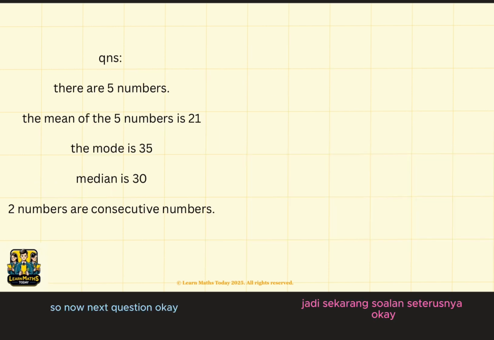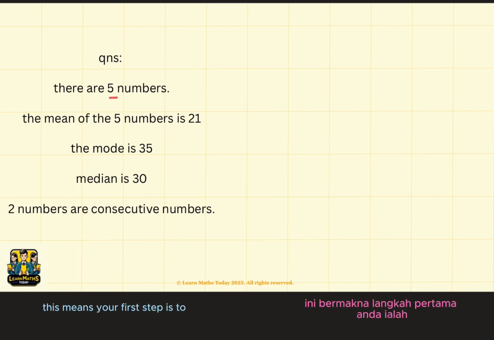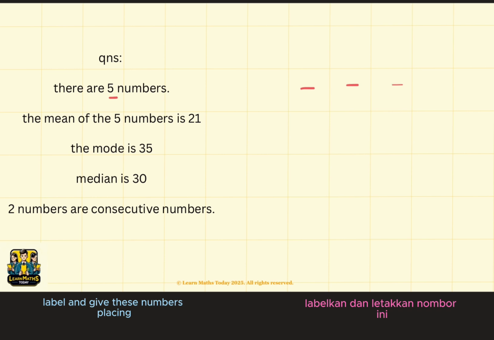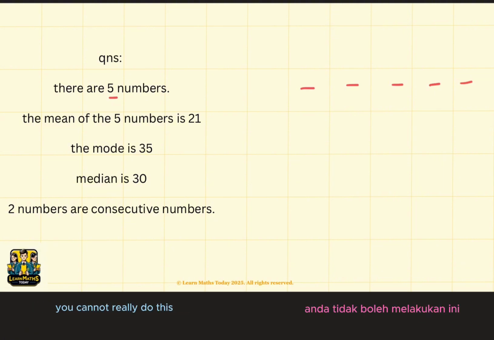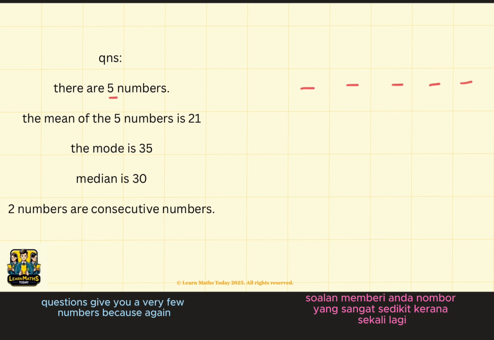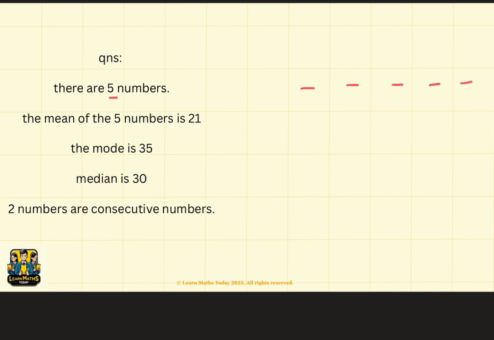So now next question. This is a mix of all mean, median, and mode. There are 5 numbers. So this means your first step is to label and give these numbers placing. So it's always easy to give this as a more visualized version. Of course, if there are many numbers, like 1,000 numbers, you cannot really do this. But most of the time, questions give you very few numbers because again, you have to list out the numbers individually, right? So the mean of the 5 numbers is 21.